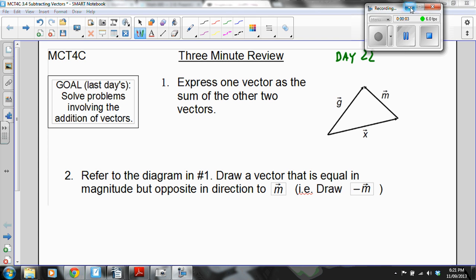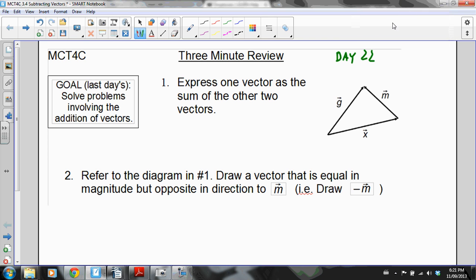MCT4C day 22. Yesterday we were adding vectors, today we're subtracting vectors. And the first question in the 3-minute review just asked us to write one as the sum of the other two. So, you know, they're kind of pointing all over the place. But what we look for is a triangle rule or a parallelogram rule, clearly triangle rule.